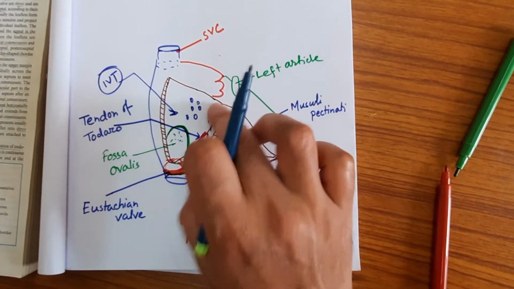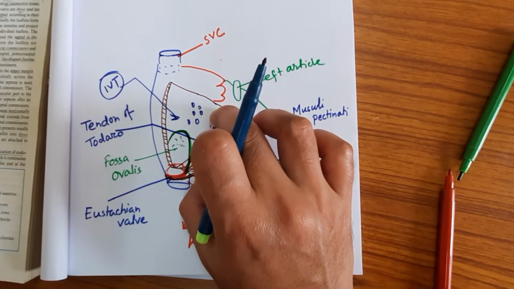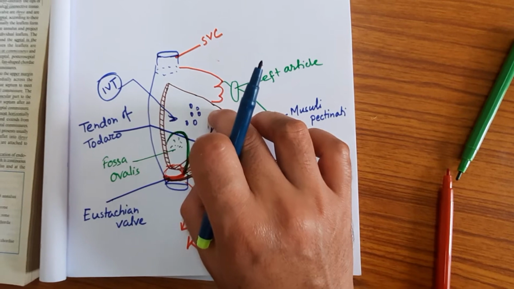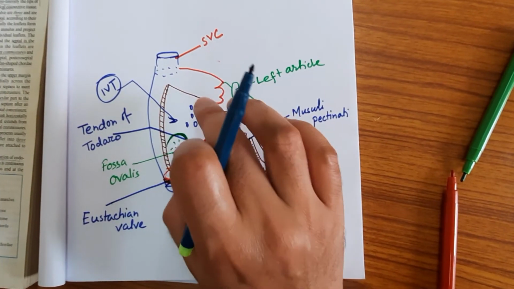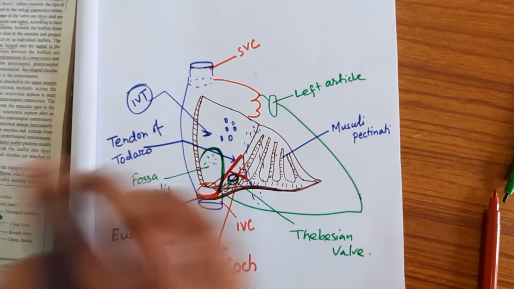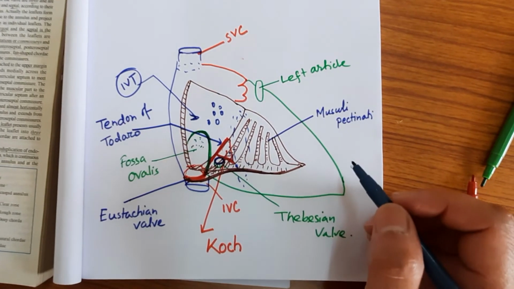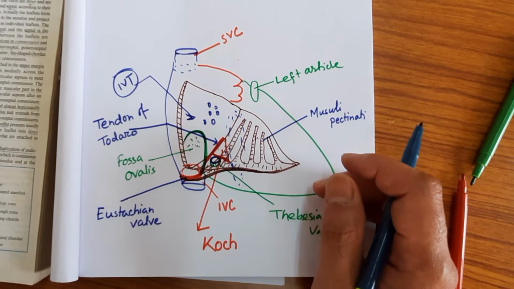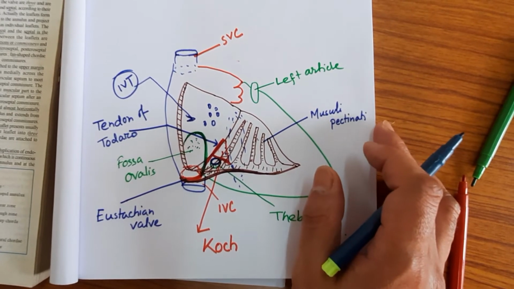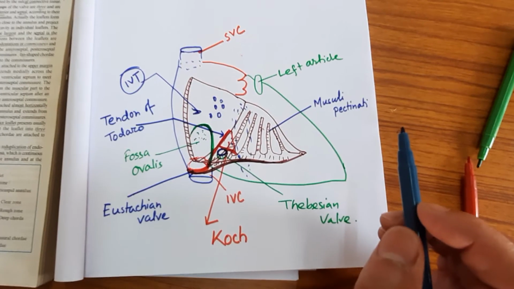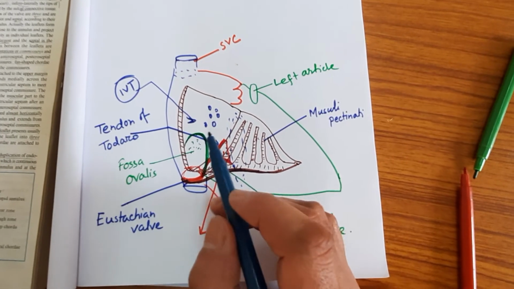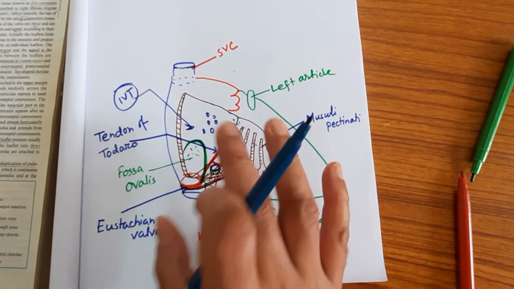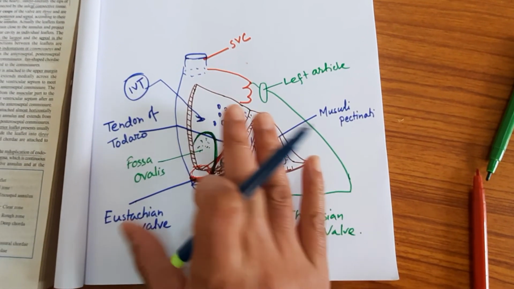In this area you will get the right auricle. The right auricular appendage is a potential site for formation of thrombi, which if dislodged can result in pulmonary embolism too. Then you have to describe the interatrial septum also in this area.